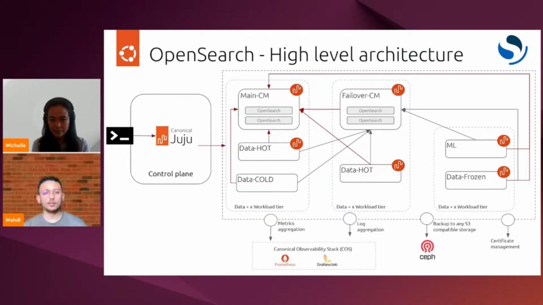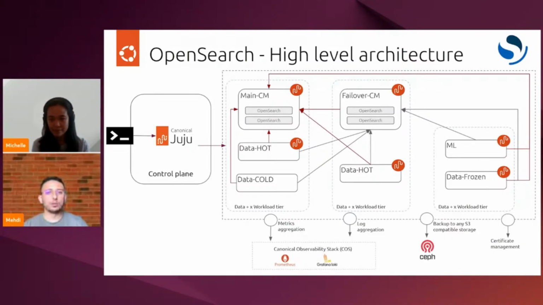Another one for cold, another one for ML, in different regions, different clouds, and different environments in general. Now, the way we do things so that they effectively form a fleet, a bigger cluster, with a lot of subclusters connected to each other, is through Juju integrations.